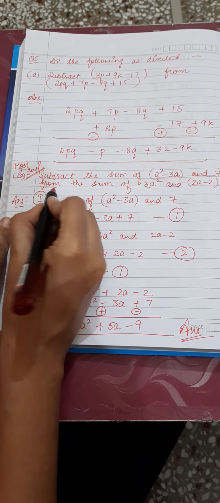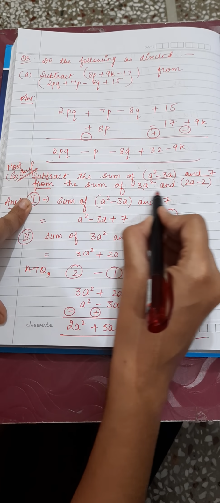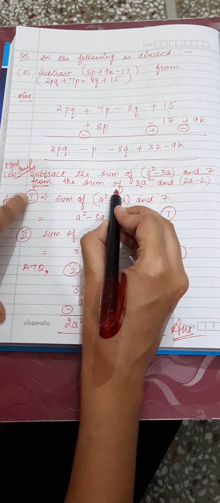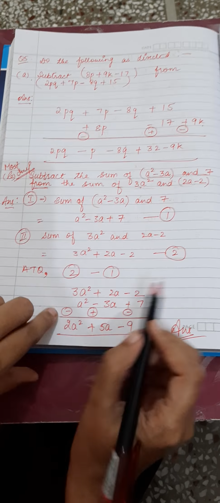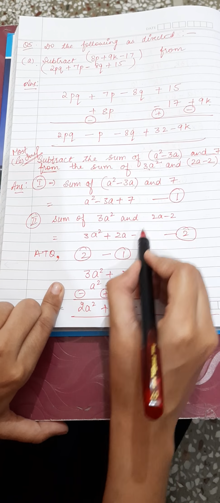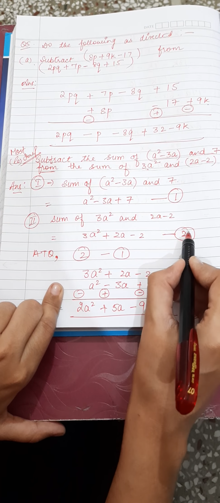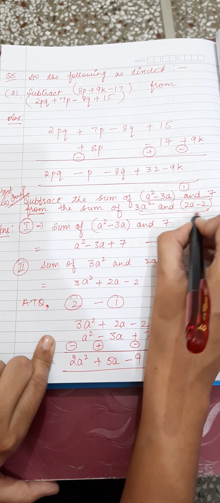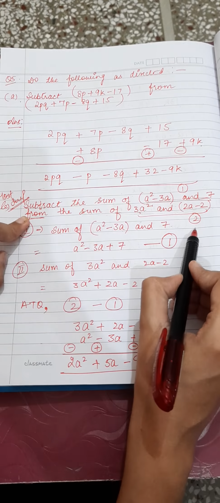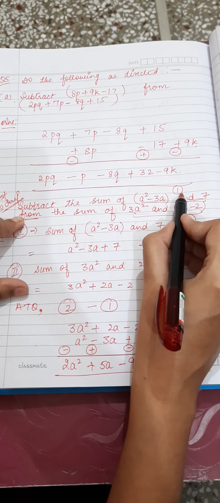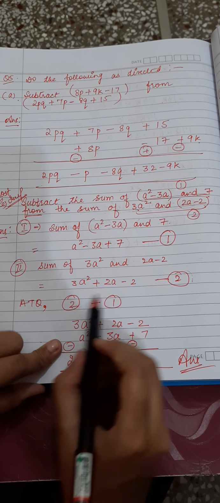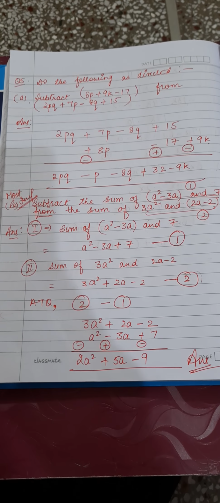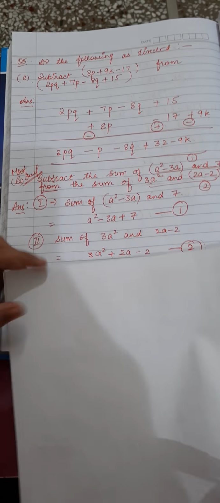Now from is there, so whatever sum will be there of this expression, that I am going to write firstly. I have named it as 1, and the second sum I have named as 2. Since the sum of this is 1 and the sum of this is 2, from is there, so I am going to write firstly 2 and then minus 1. What is there in 2? 3a square plus 2a minus 2. Let me solve this.